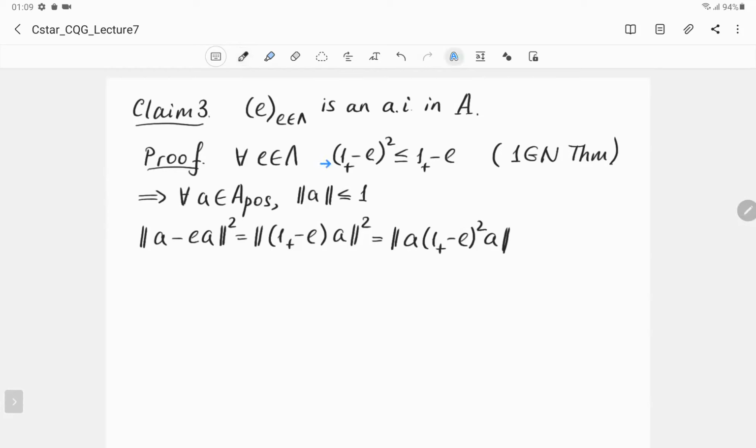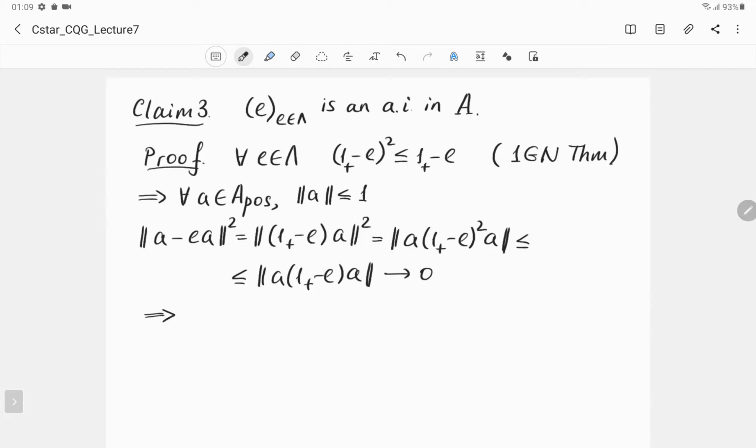If we now apply this inequality, so this inequality is preserved after we multiply it by A on the left and on the right, as before, and after we take the norm. So the norm of this element is less than or equal to the norm of A(1 minus E)A, and this goes to 0 by the previous claim. This was proved in claim 2.